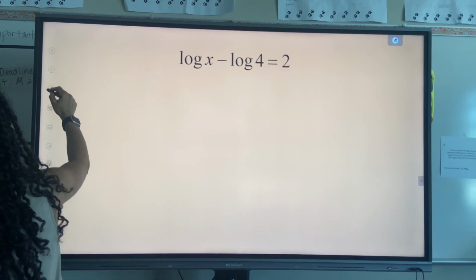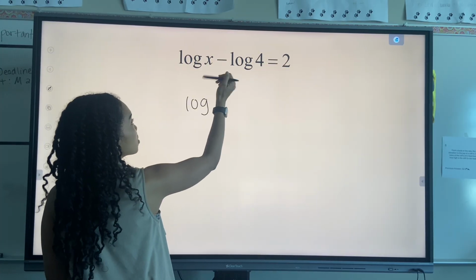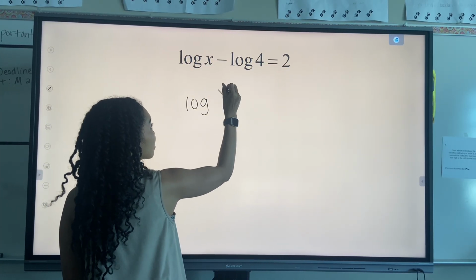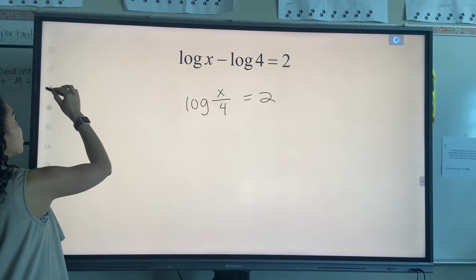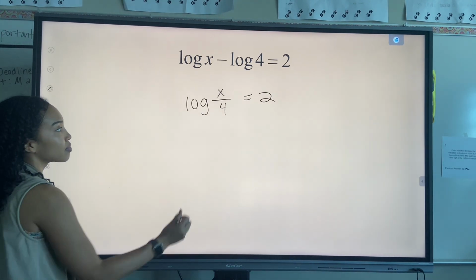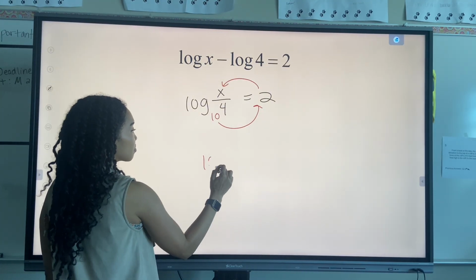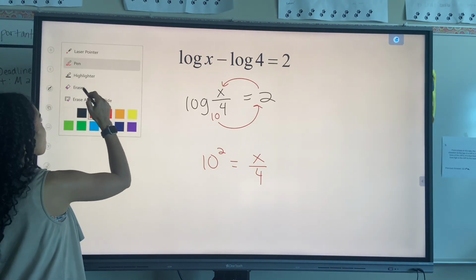15,682.8. So the quotient property, whenever you're subtracting two logs and the bases are the same, you can divide the insides. So this one has an x, divide it by the 4. What is your base whenever it's not written? 10. So you can write this as 10 squared gives you this. And 10 squared, that's just 100.